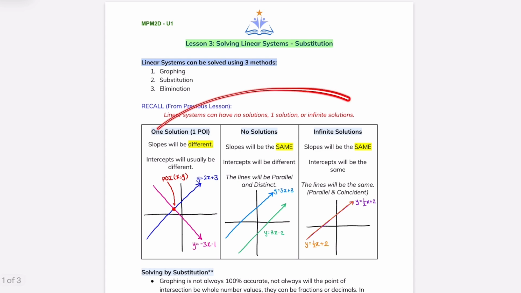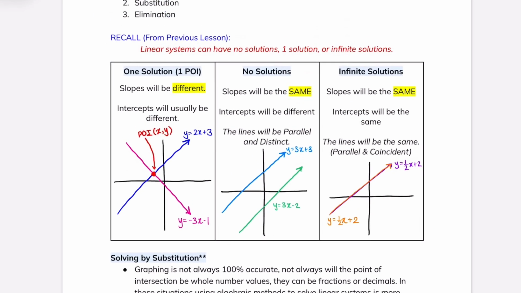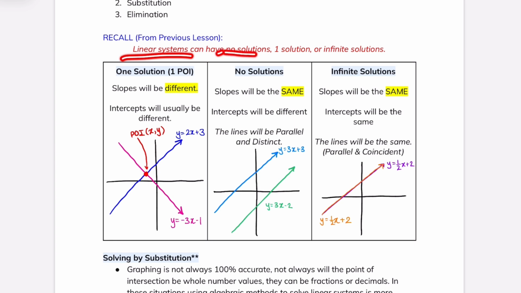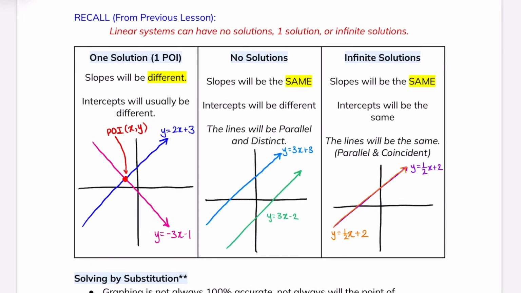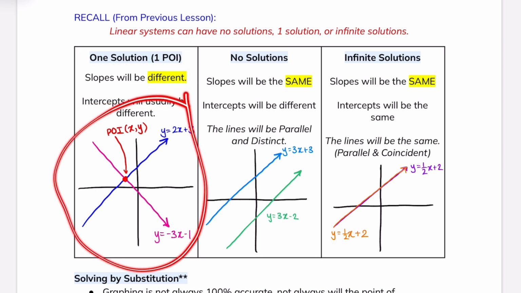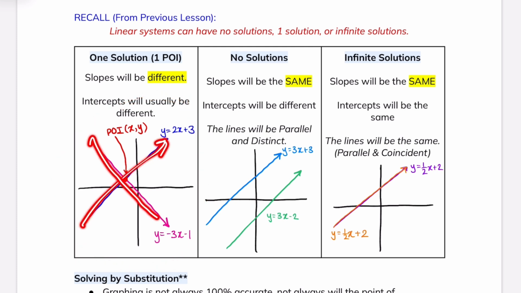So from my previous lesson, if you recall, this was a major concept: linear systems can have no solutions, one solution, or an infinite number of solutions. You want to keep this in mind because this is going to make your life very easy in this unit, and you'll see how later on as we progress. If a linear system has one solution, your slopes are going to be different and your intercepts will also be different. Visually, you're going to have two lines that are going in opposite directions and they intersect at a point, and the x and y value of that point is the solution. That's what you're solving for.